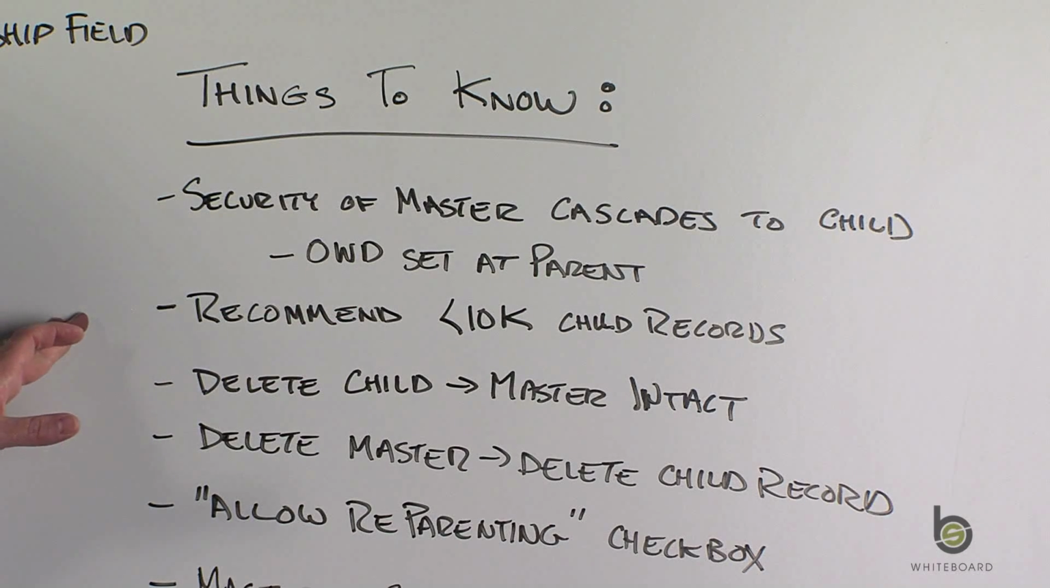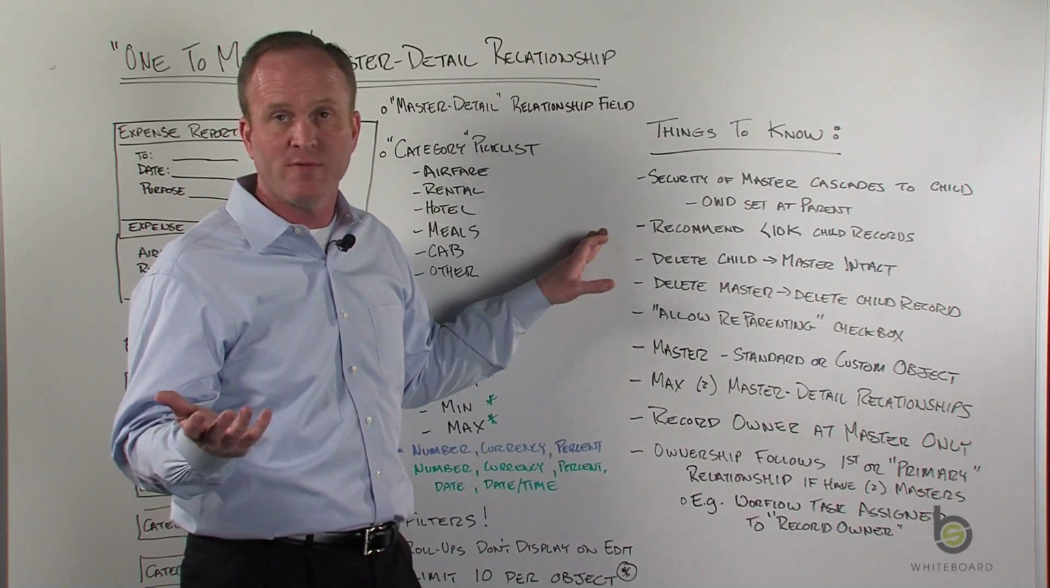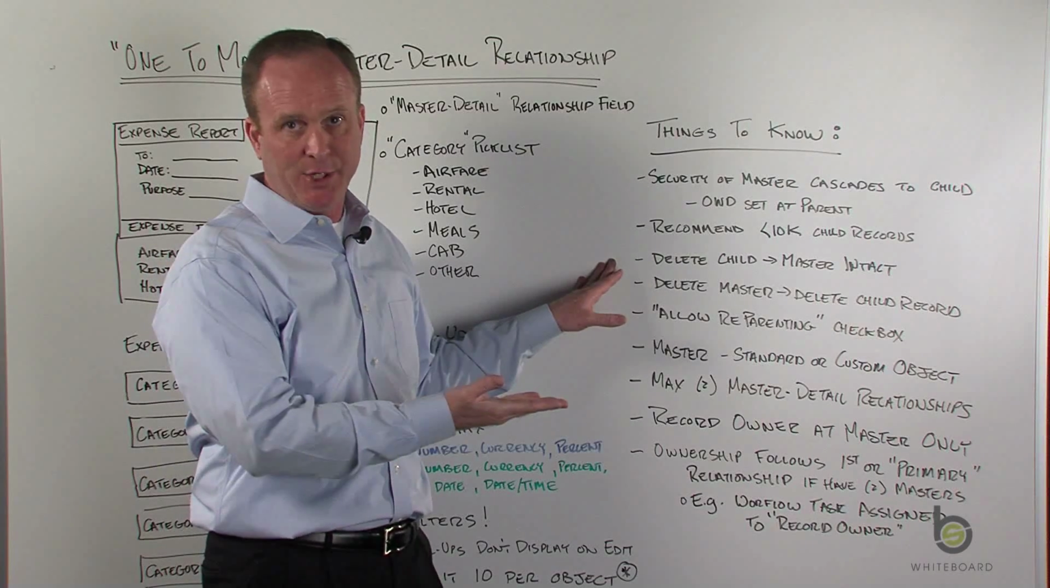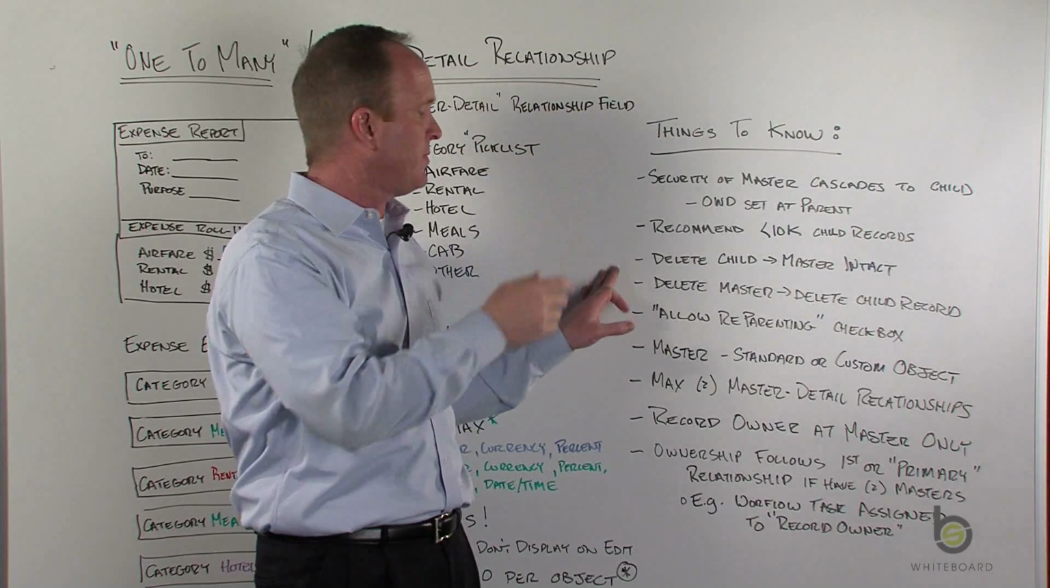Salesforce does recommend that you only have 10,000 or fewer child objects in a master detail relationship. I assume that's for performance and calculations. If you delete a child record, the master record still stays. So if I delete an expense report entry, I'm not going to delete the parent, the expense report.